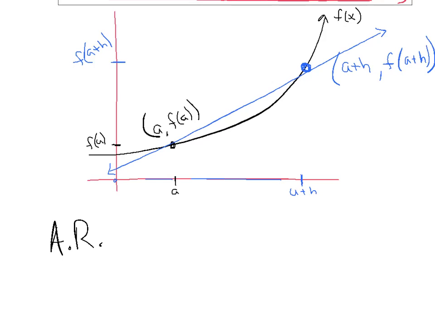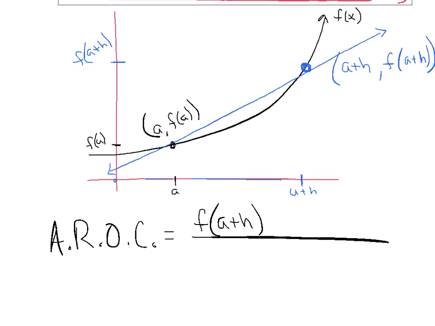The average rate of change, and I'm going to abbreviate this AROC, would be my y-coordinate subtracted by my other y-coordinate, over my first x-coordinate minus my second x-coordinate. As we clean that up, you'll notice the a's on the bottom cancel, and we get just h. This is what I call my difference quotient, DQ.